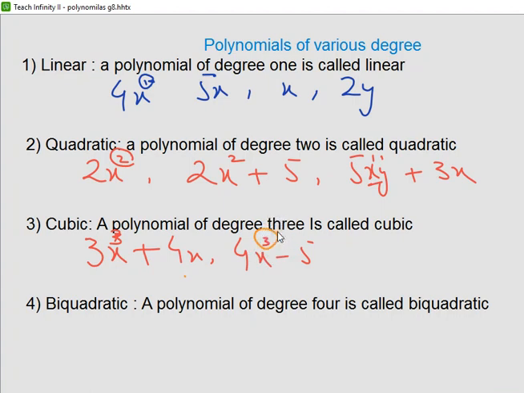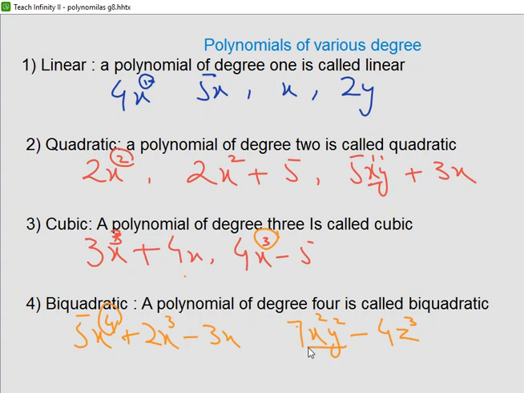After that, biquadratic. A polynomial of degree 4 is called biquadratic. It can be in this form: 5x to the power 4 plus 2x cube minus 3x. You can see the highest degree is 4, so it is called biquadratic. Another example is 7x square y square minus 4z cube. Here also the highest degree is 4, so it is called biquadratic.